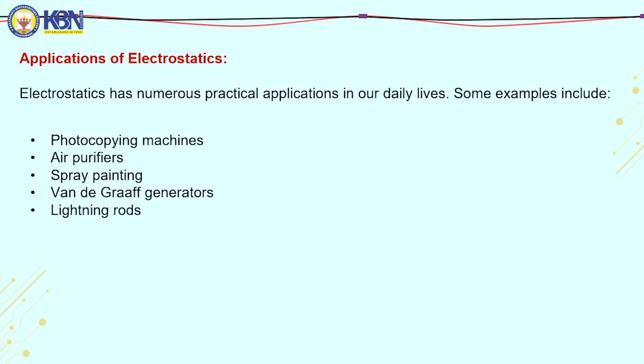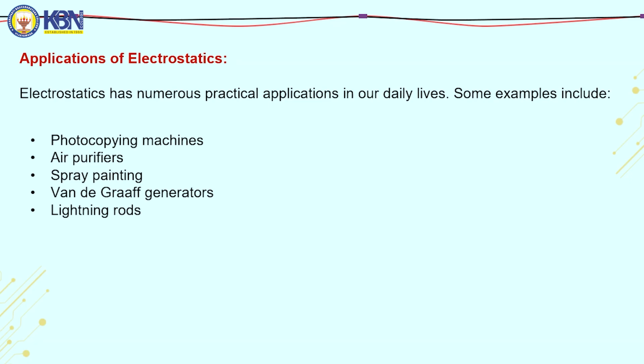Coming to the applications of electrostatics, electrostatics has numerous applications in our daily lives. Let us take the examples: photocopying machines use the electrostatic principle to make copies. In air purifiers, we use static electricity to remove dust and particles from the air. And spray painting involves electrostatic spraying to get an even coat of paint.